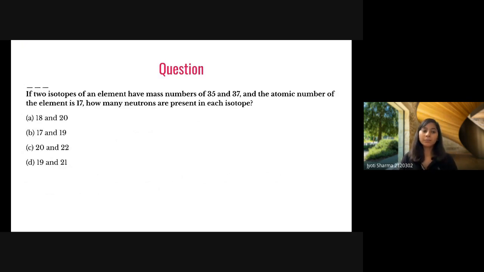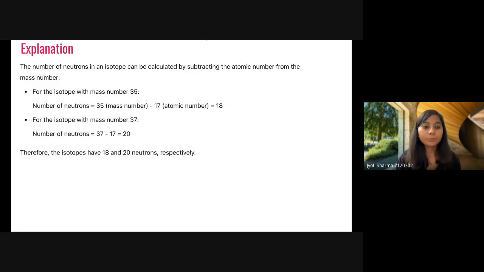Again, if we have two isotopes with mass numbers 35 and 37, and atomic number is 17, how can you calculate the neutrons? Because you know that atomic mass is equal to proton plus neutron, and proton is equal to atomic number. So this is how you can calculate the neutron. This will be 18 and 20. The number of neutrons is equal to mass number minus atomic number. So this is how you can calculate neutrons of the isotopes.